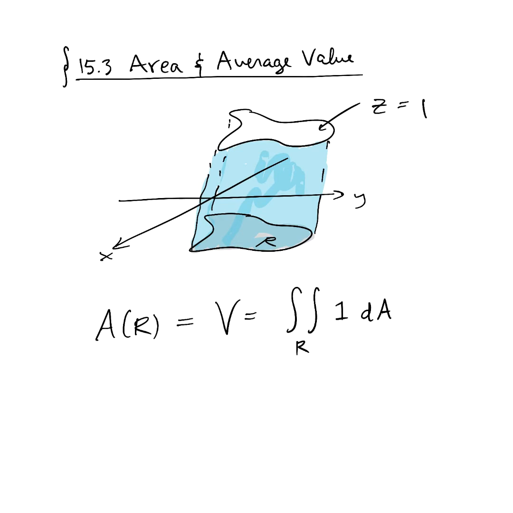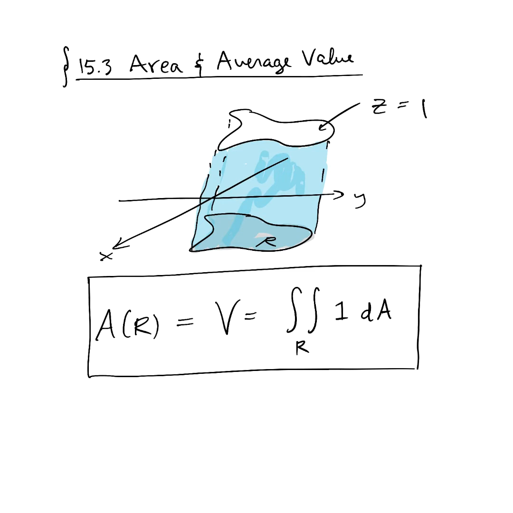Therefore, if you are interested in finding the area of some region in the xy plane, you simply have to do the double integral of the constant function 1 over that region. That's it. That's 15.3 in a nutshell. So 15.3 is designed to make this observation. Anytime you want the area of some region, simply double integrate 1 with respect to area over that region.